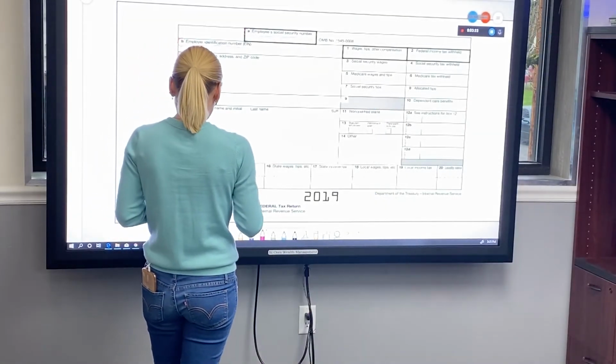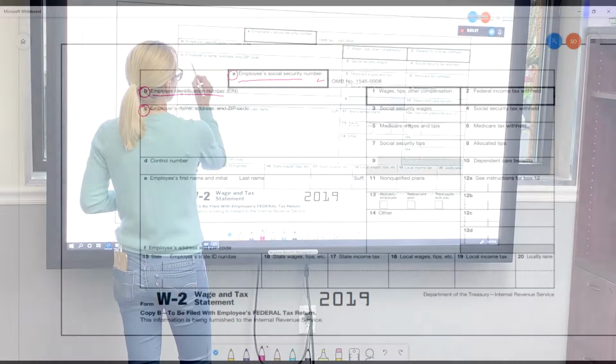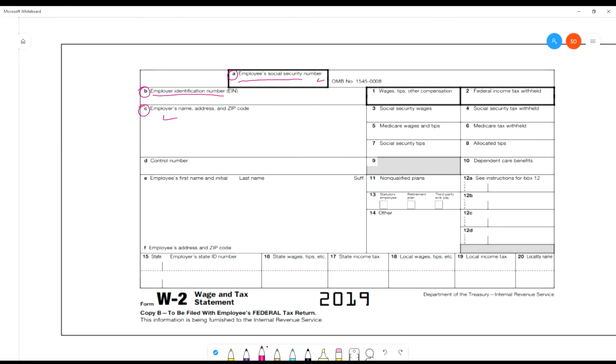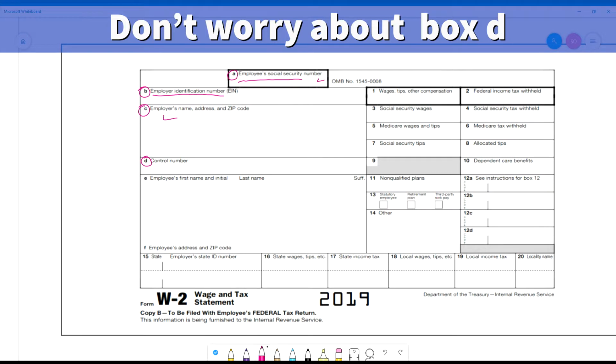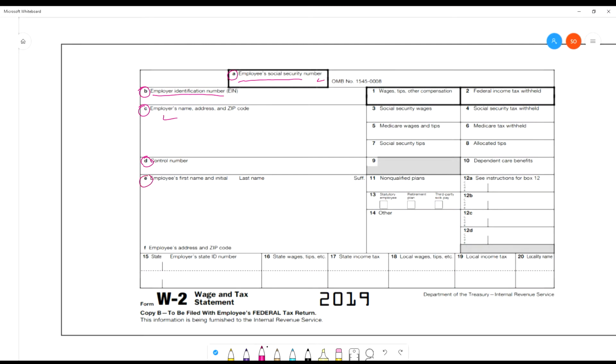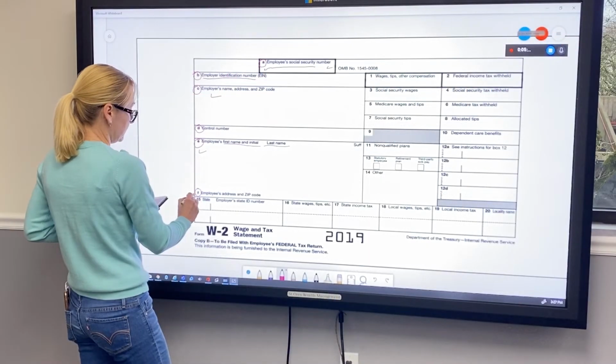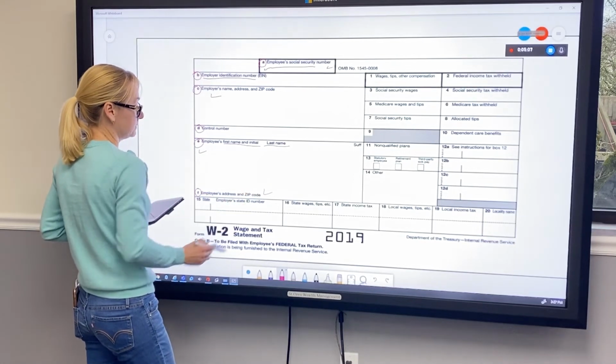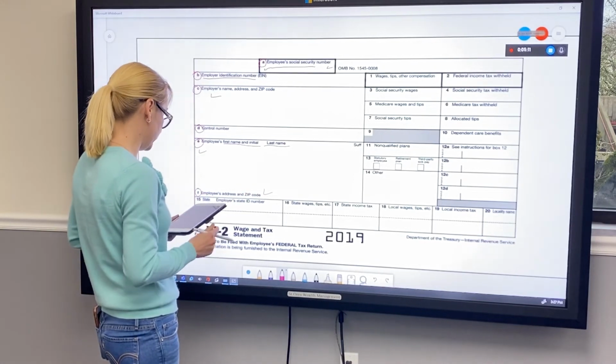Box C is your current address. Box D right here is the control number. It's actually an internal number that's used by your employer. Sometimes it could be just blank, so you don't have to worry about that one. Box E is your first name, initial, and your last name. And the same as with your Social Security number, it's always a good idea to check if it's accurate or not. Also in the same box, or letter F, it's your address and zip code. Always check on this too.